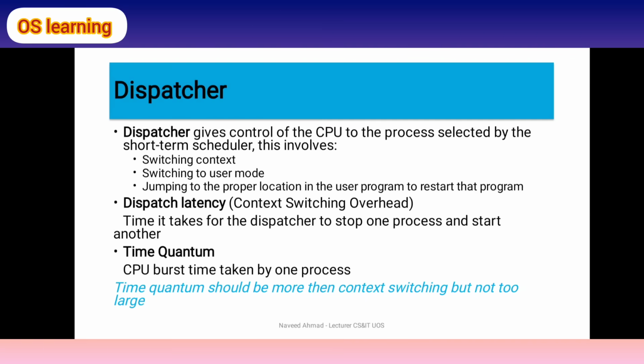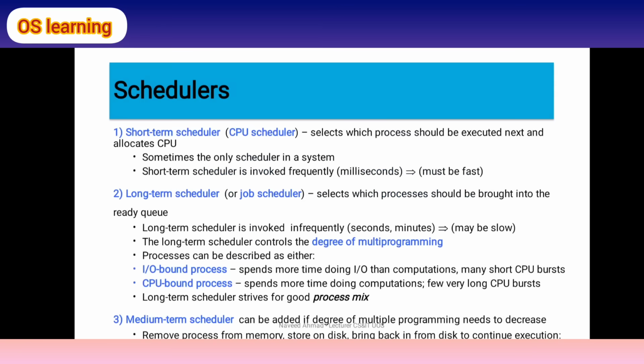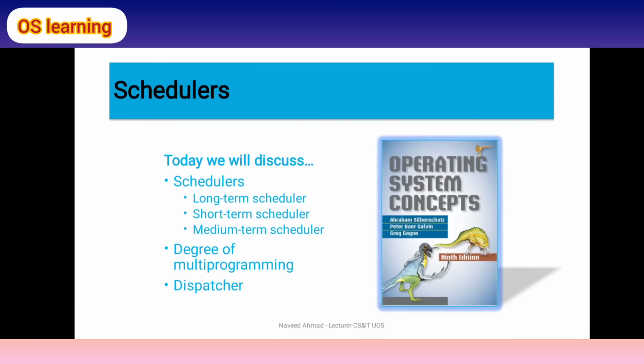Time quantum is also one of the most important aspects of the dispatcher. Time quantum is the CPU burst time given to one process. The time quantum should be more than the context switching time, that is, more than the dispatch latency, but not too large. So today we have discussed schedulers.